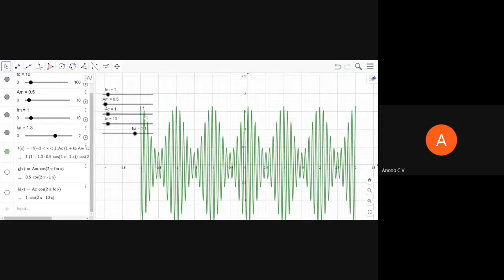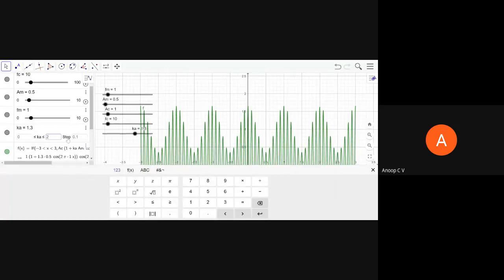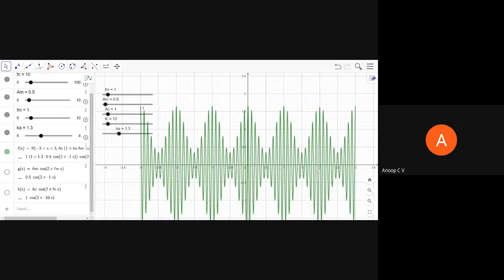So now you can see a perfect envelope, and you can extract it easily. There is no phase reversal or anything. But now I'll change the range of K, so that I can vary it from 0 to 4. So now if I keep on increasing K, what happens?